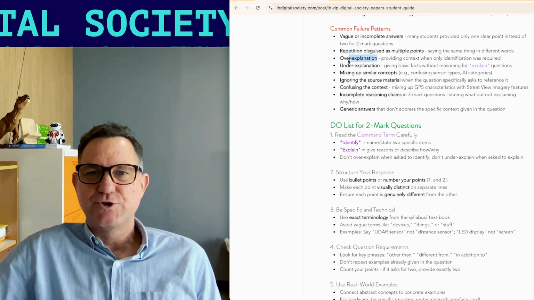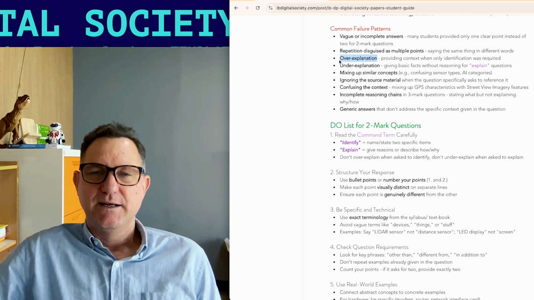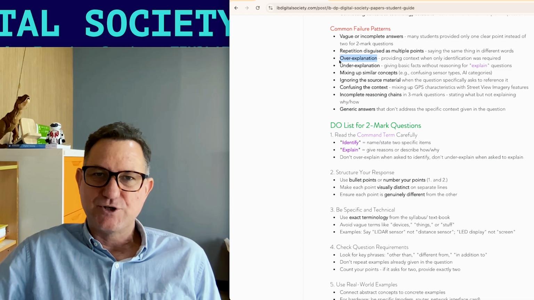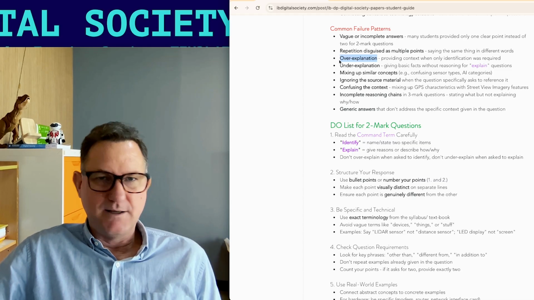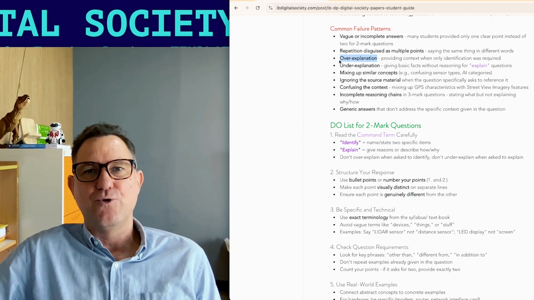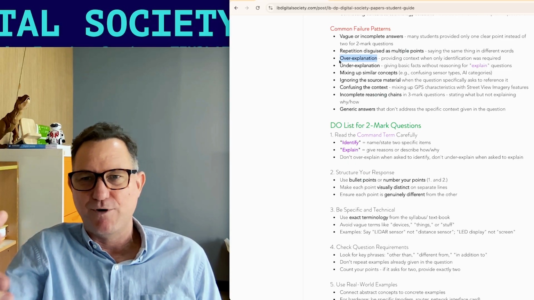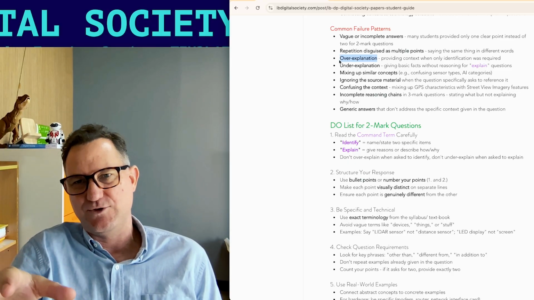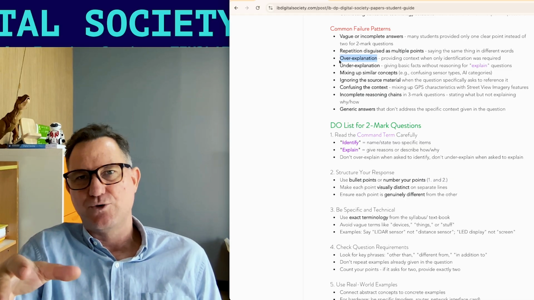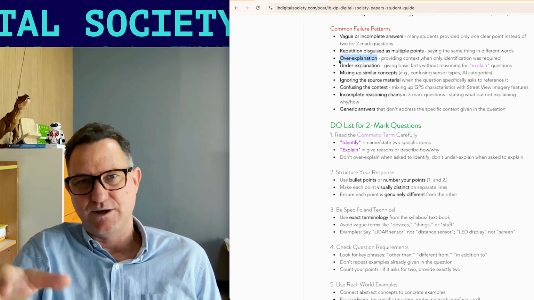Some people waste too much time over-explaining. These 2 mark questions are at the start of the exam. Get them finished, move on. Don't use all your brain power and all your grammar and lovely prose, all wasted on these 2 mark questions. Write your short response, make sure it's clear and concise, and then move on.